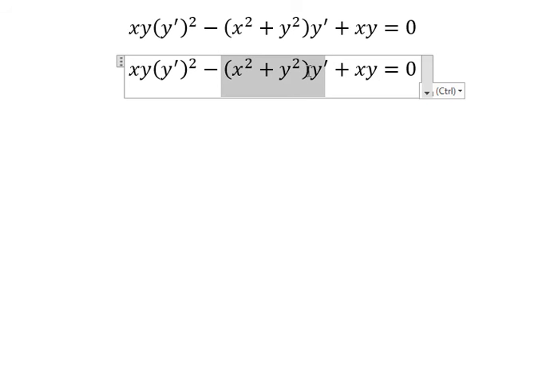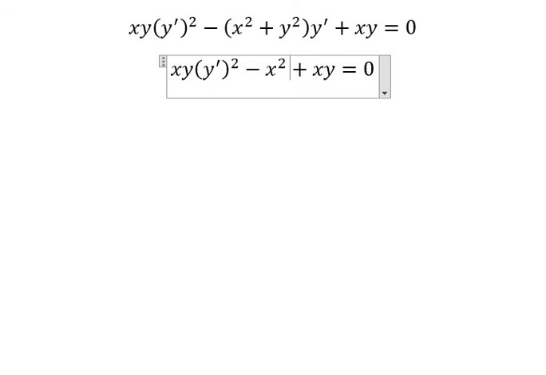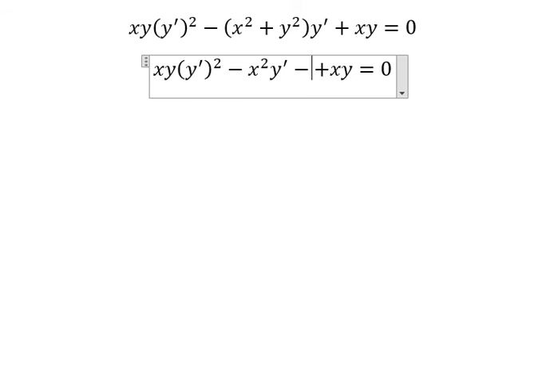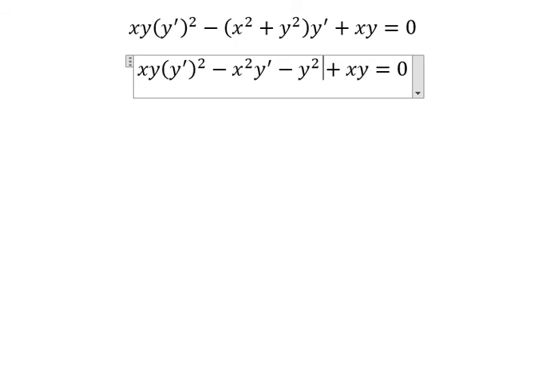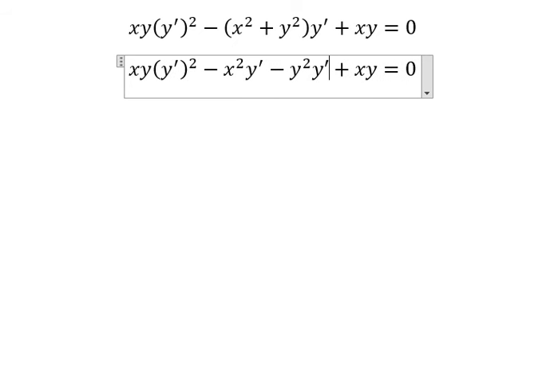We need to expand this one. So we have negative x squared multiplied by the first derivative of y and negative y squared with the first derivative of y.